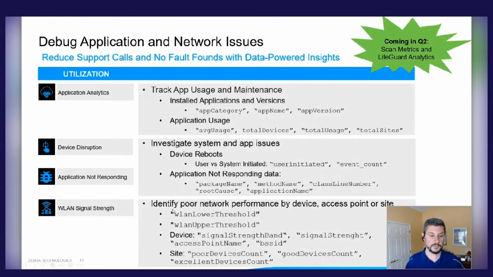And then our last piece here is looking at network performance, whether that's device-oriented or around access points. We can start looking at thresholds around the decibel ratings, and then from the device perspective, how many are below those thresholds, and then from a site perspective as well. So we can start looking at some of the layouts of that and whether maybe there are some gaps in connectivity or if it's a device that might need to be addressed.